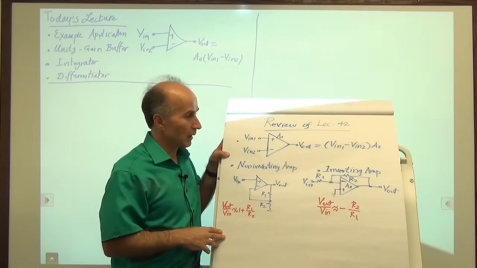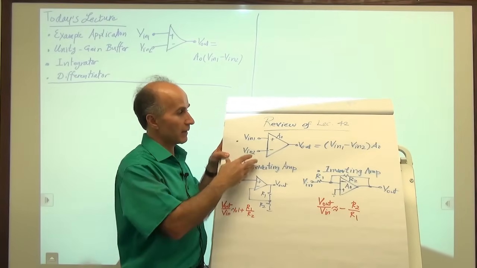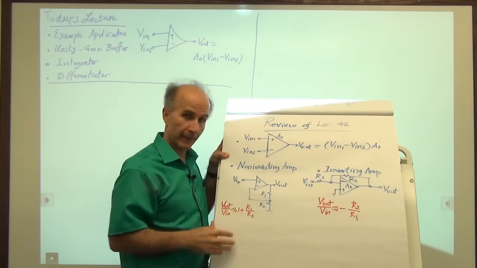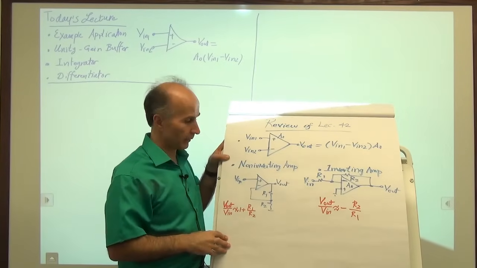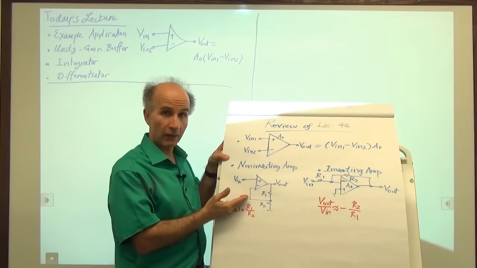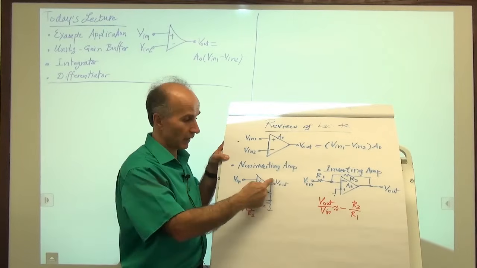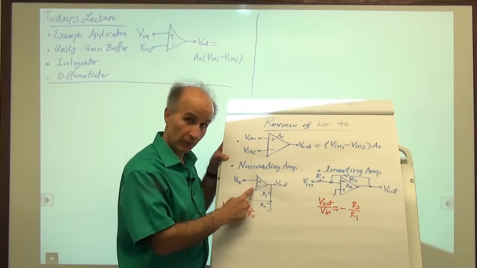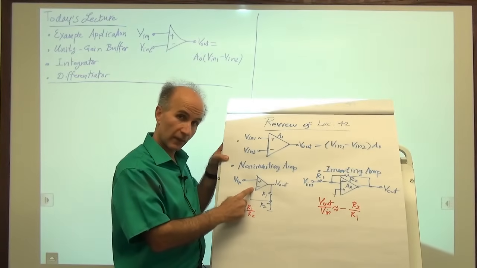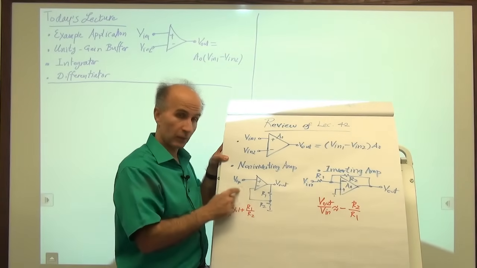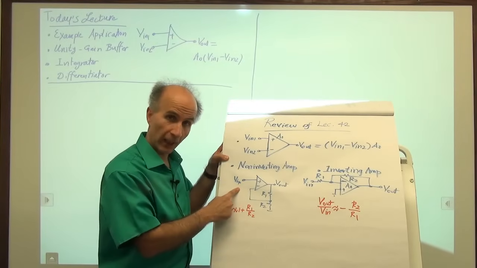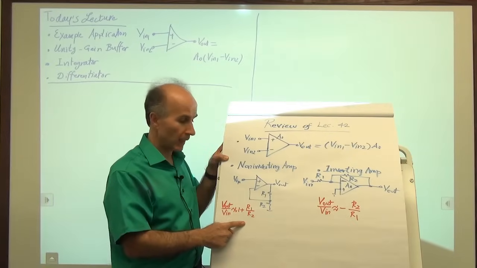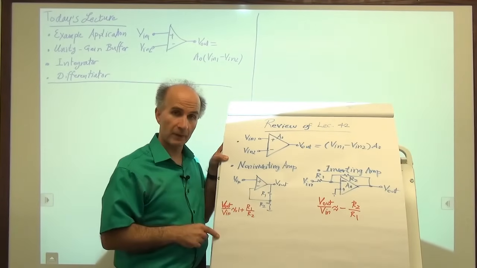So then we came along and constructed some topologies of amplifiers using the op-amp as a building block. For example, we saw that we can build a non-inverting amplifier by dividing the output voltage and feeding it back to the inverting input of the op-amp. And this gave us a voltage gain for the overall circuit, which we call the closed loop gain, equal to 1 plus R1 over R2 if the gain of the op-amp is very large.